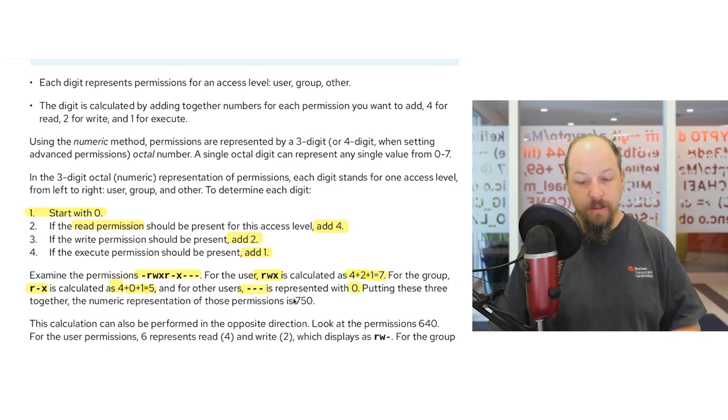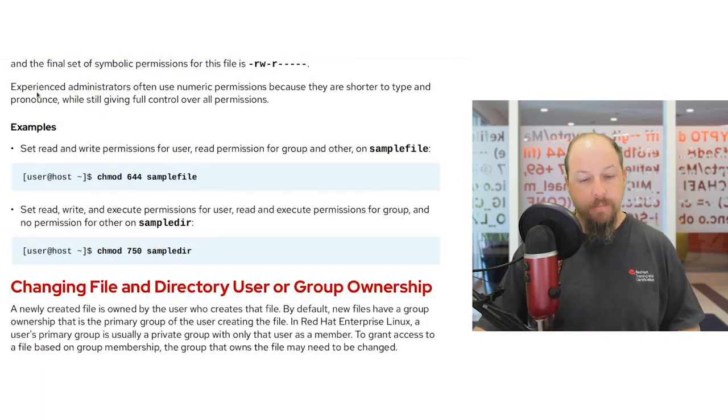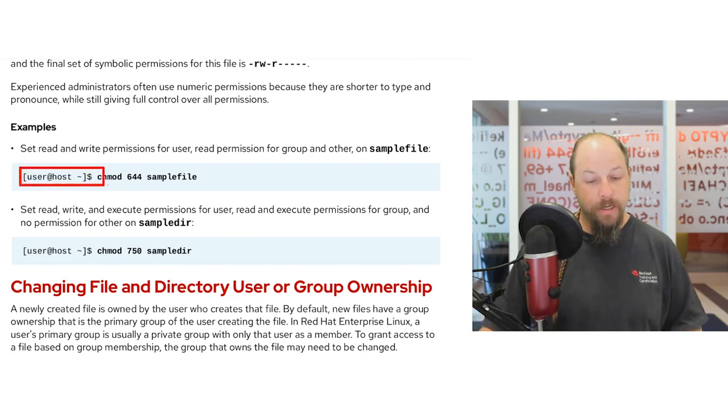Putting these 3 numbers together, we realize that the permission structure RWX R-X --- corresponds to the octal value 750. Once we know how to calculate these, we can then use the chmod command to change the mode bits in this same fashion. Here you can see an example of using the change mode command along with the octal representation of the permissions we wish to set.